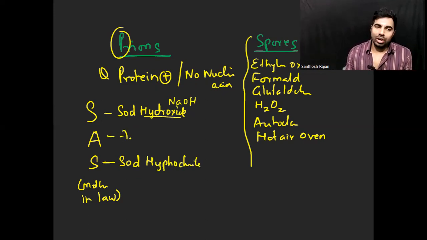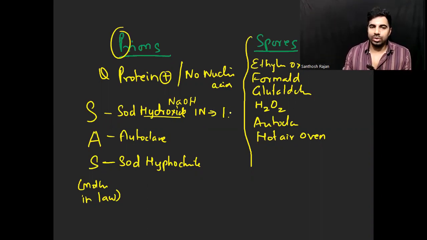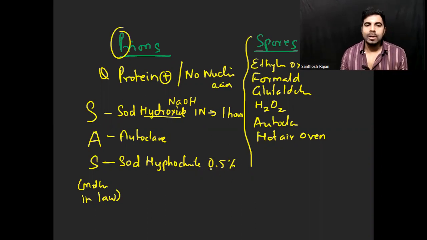And A is for autoclave. I'll tell you about that now. Sodium hypochlorite is usually 1%, or 1N, we say. For how many hours? You'll leave it for 1 hour. Mostly everything is 1 hour, in a range of 1 to 2 hours. So no problem. Sodium hypochlorite, 0.5% we are using, for 2 hours.